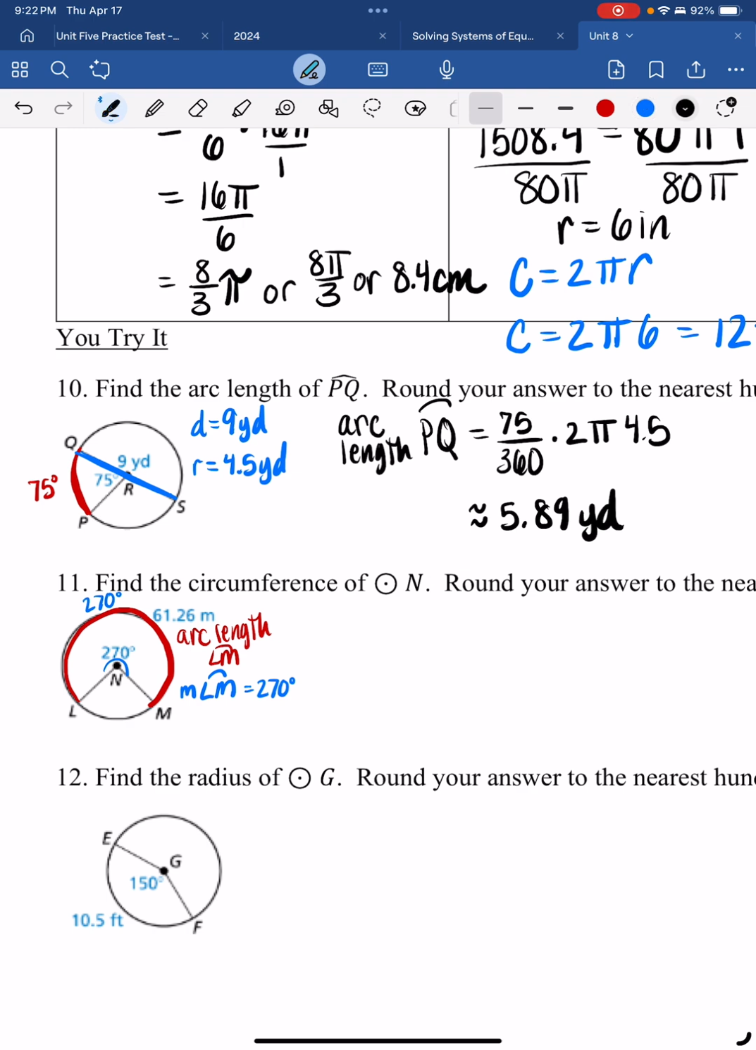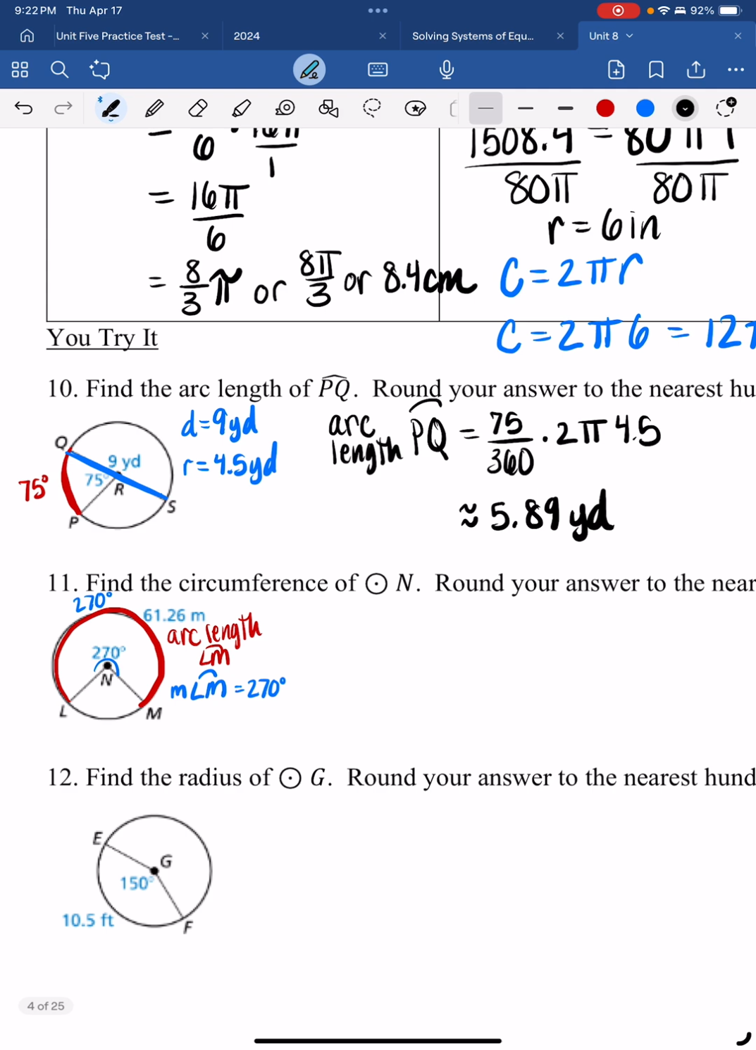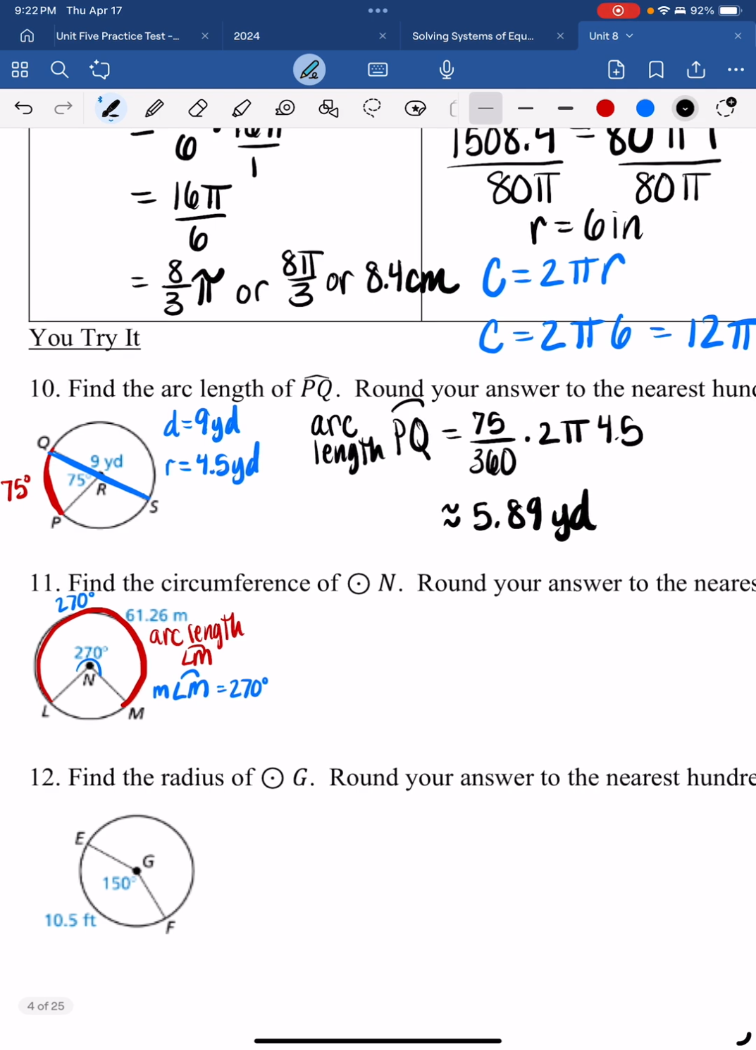If we want to find circumference, we first have to find radius. This is kind of like example B from above. We'll start off with our arc length. Our arc length is 61.26. That's going to be equal to our measurement of our arc, which is 270 degrees, divided by 360, multiplied by 2 pi radius. So very similar setup to letter B above.